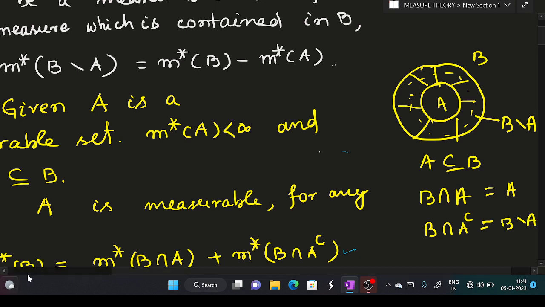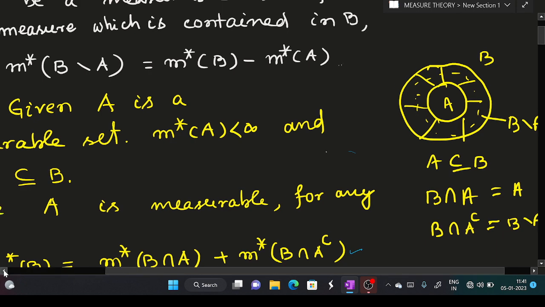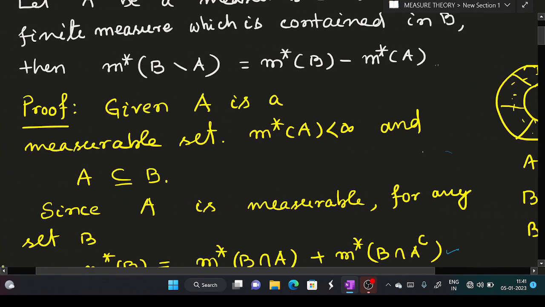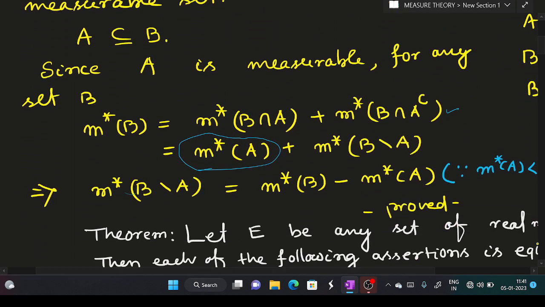So now, given that A is measurable, for any set B we have the outer measure of B equal to the outer measure of B intersection A plus the outer measure of B intersection A complement. Out of which, what is B intersection A? It is nothing but A. So this is equal to the outer measure of A plus the outer measure of B intersection A complement, which is the outer measure of B difference A.